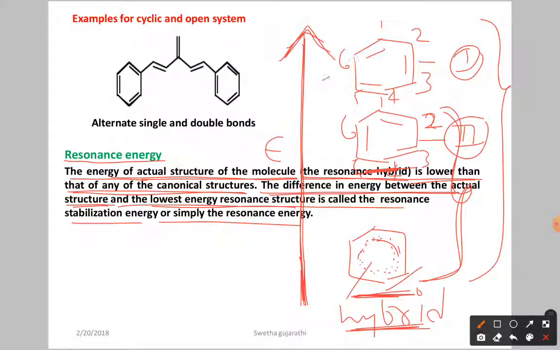Now here we have the two resonance structures. Among these, this one has the lowest energy. The difference between these two is called what? Stabilization energy, or simply you can call it resonance energy.